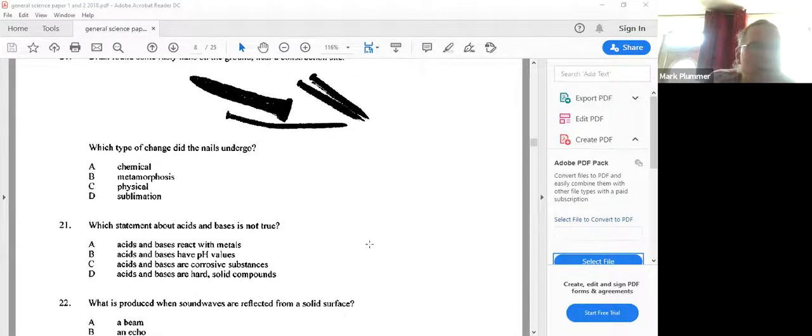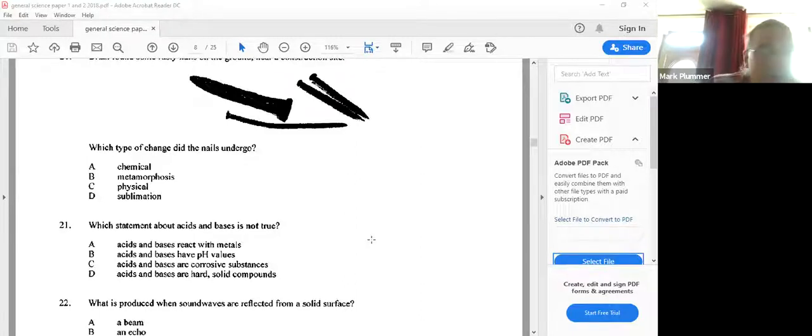Okay, which statement about acids and bases is not true? The answer to that one is D, because they're all corrosive, they all have pH values, and they all react with metals in some capacity. They're never hard solid compounds, sorry, they're solutions.